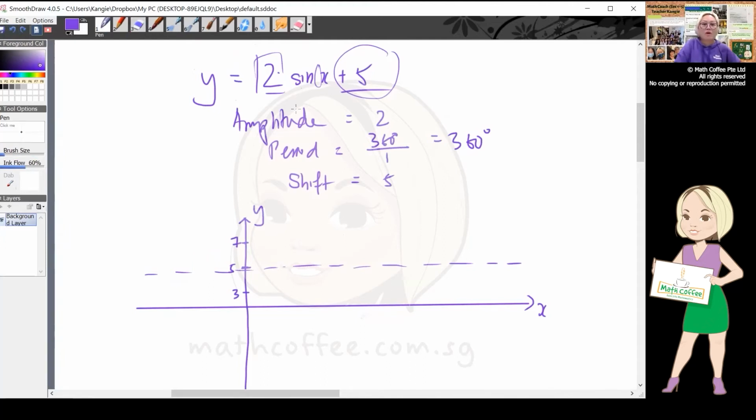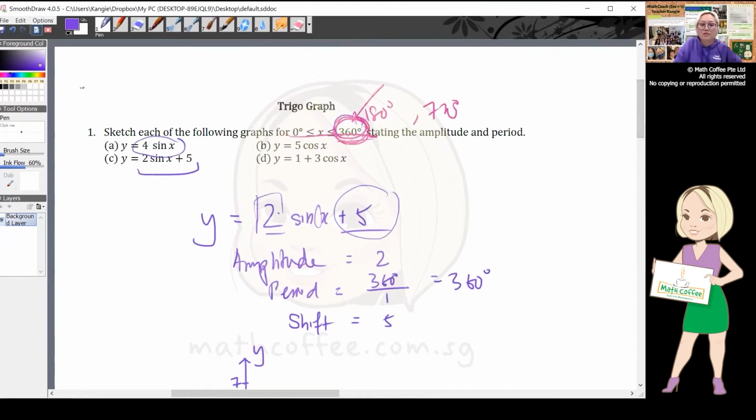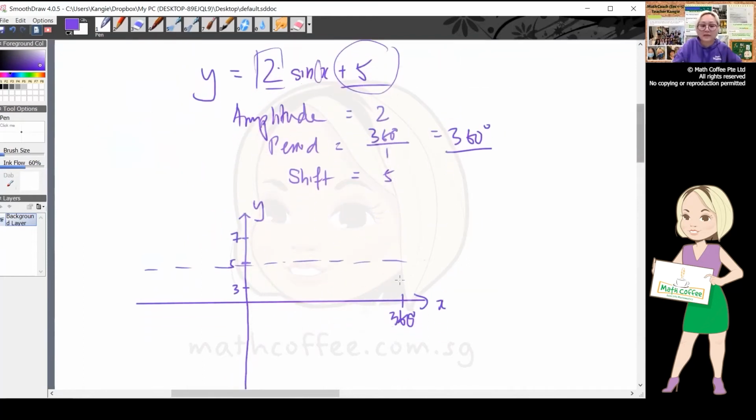Next is, of course, the interval. Make sure that you always mark on this side. Okay, I drew a bit too long, later my graph will be very difficult. So this is x. Same thing, 360, because I'm supposed to only draw up to 360 and my period is 360, so I only need to draw one cycle. Same thing, cut half, 180 degrees, cut half, 90 degrees. This is 0, and then this is 270 degrees.